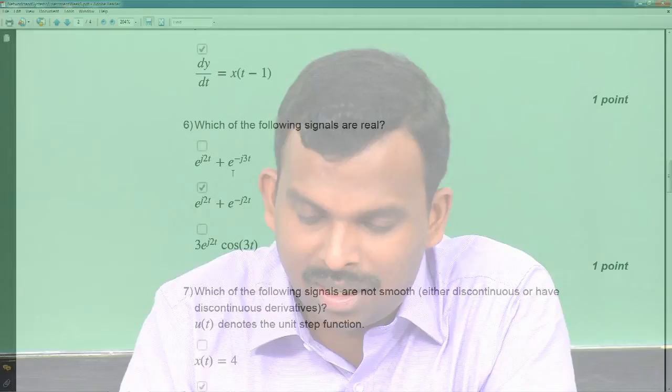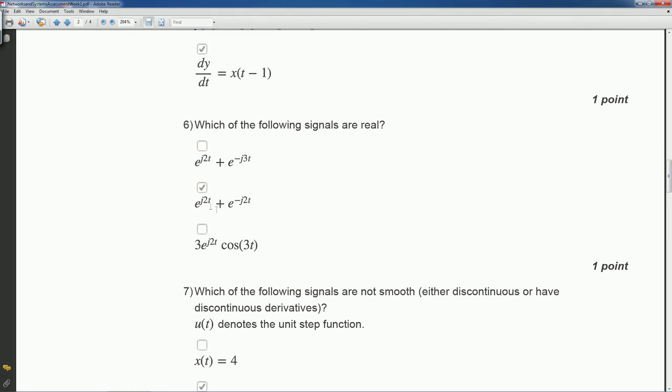So, one can use that, and quickly you will settle that this one is real. If you take a conjugate, you get e power minus j2t, but then the second term becomes e power plus j2t and is the same as the first one. On the other hand, the other two will change if you take the conjugate.